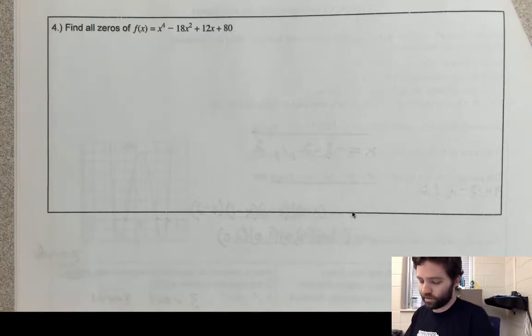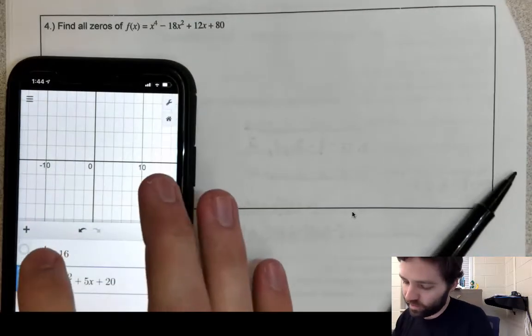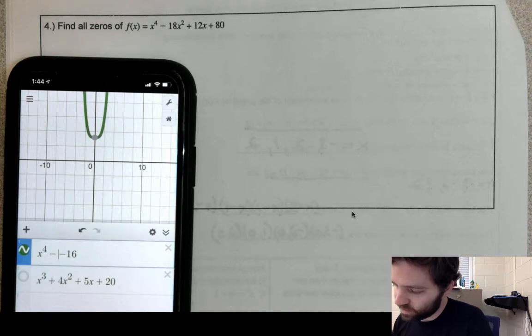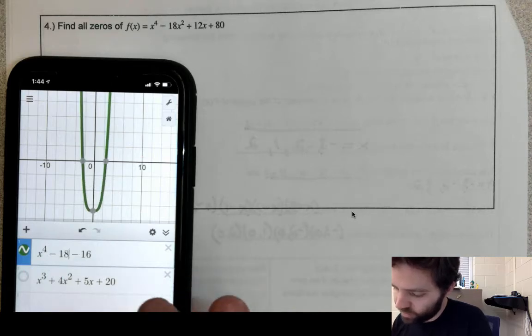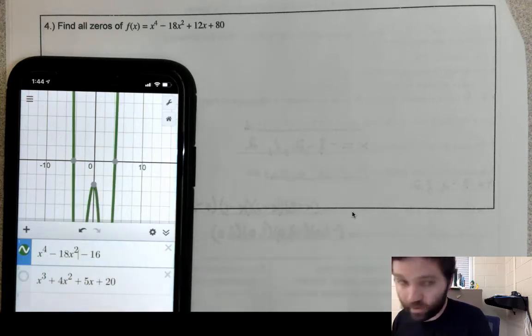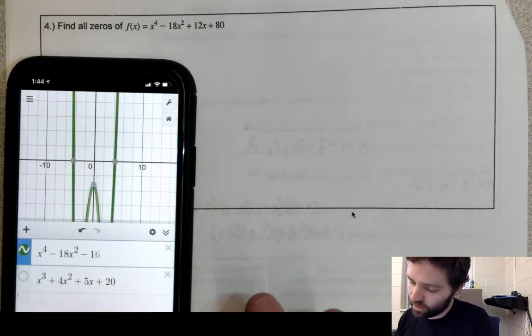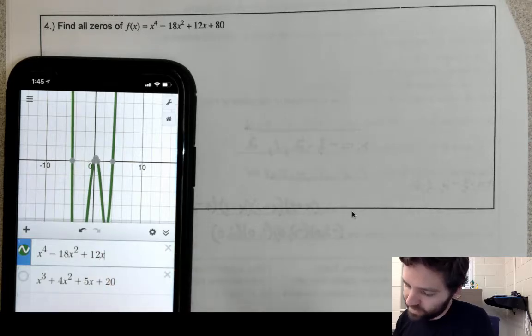We're going to put this in the graphing calculator. We already have an x to the 4th here, so let's just fix this one. So minus 18x squared. I noticed right away that there's a cubic term missing, so we'll have to remember that when we do the division. So minus 18x squared plus 12x, and then plus 80.